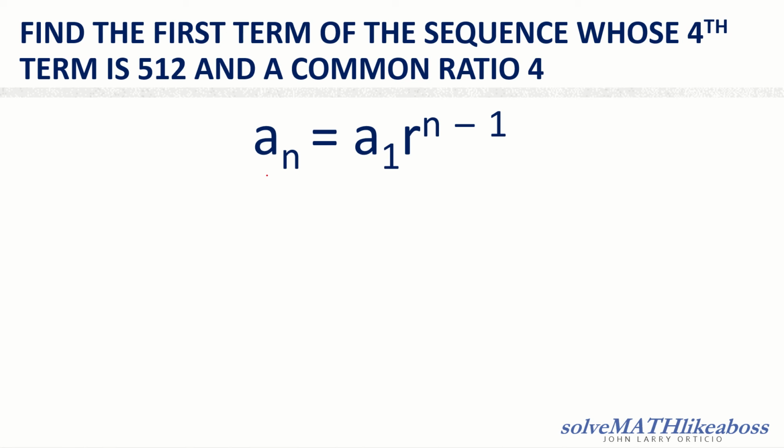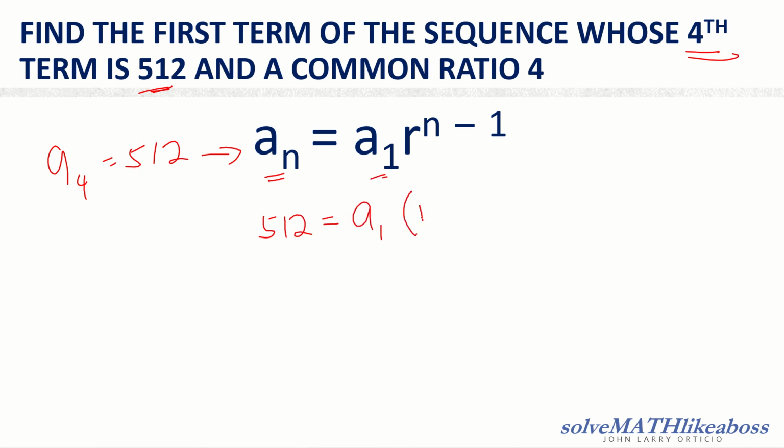Ha? So, dito, sabi, ang first term natin is missing. So, ano yung A natin? Diba sabi, whose fourth term is 512. So, ibig sabihin, yung A sub 4 natin is 512. So, 512 is equal to ano yung A sub 1 natin? Wala. Missing. Yung R natin, 4, di ba? Sabi, common ratio. Ano ngayon yung N natin? Di ba A sub 4, 512? So, yung 4 yung taas. Then, minus 1. So, 512 is equal to A sub 1, quantity, 4 raised to 3.